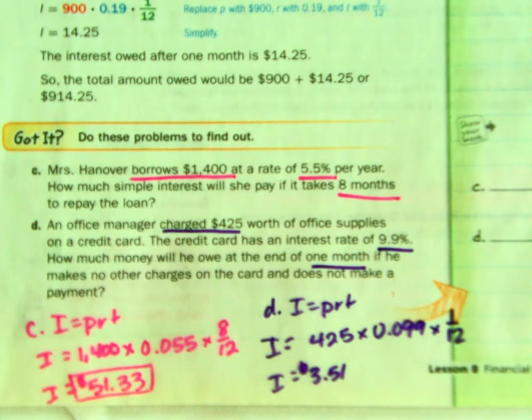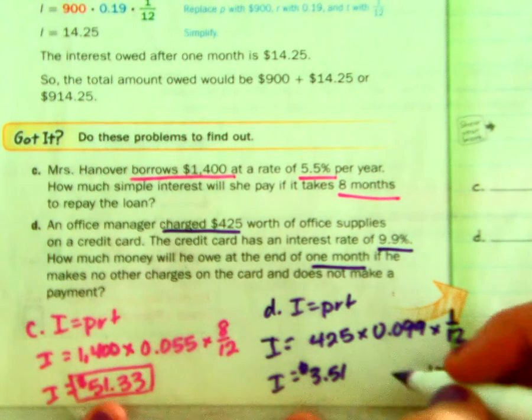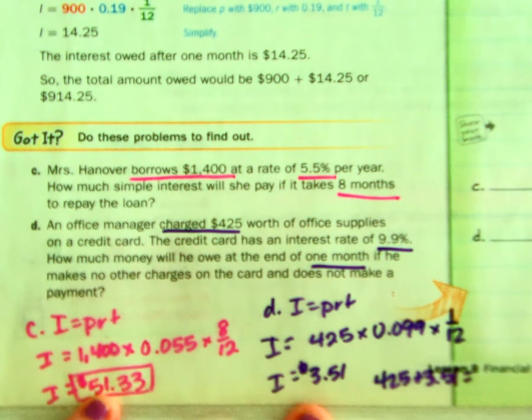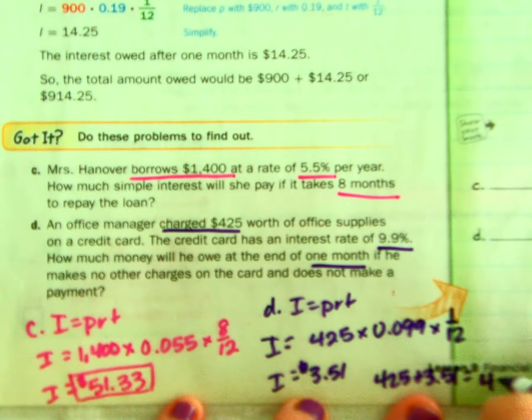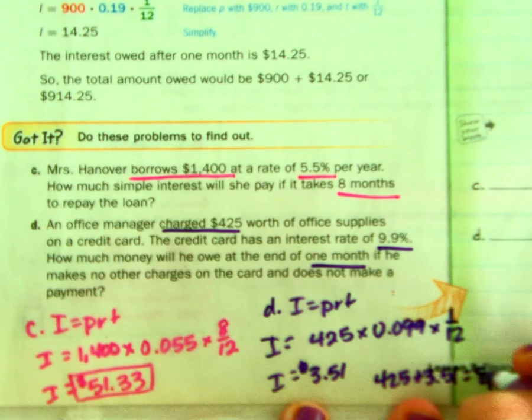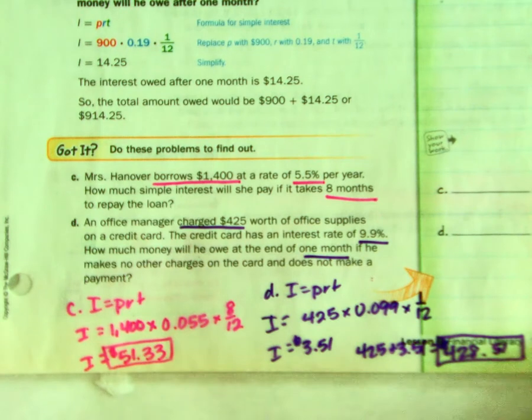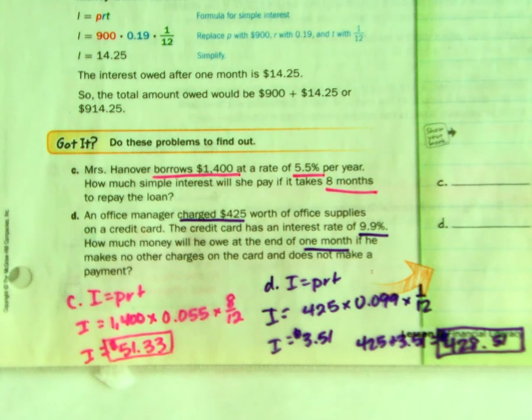Okay, but this time it asks, how much money will he owe at the end of 1 month if he makes no other charges on the card and does not make a payment? So now we didn't make that payment. So at the end of 1 month, we have to take our payment plus our interest to figure out what our new total is. So now we're going to take $425 plus $3.51, and when we add those together, our new total is now $428.51. So this time, instead of just telling me what the simple interest was, you had to tell us how much we are going to owe after 1 month. Okay, so it wasn't just the interest, it was our total altogether. So now what is our new bill? Our new bill is what we charged plus the interest we had to pay.